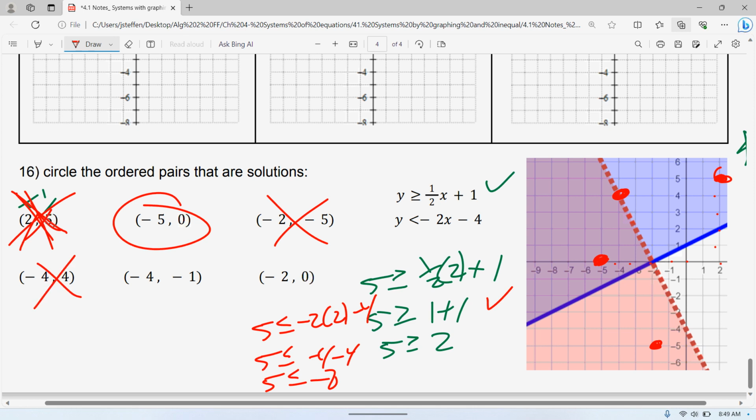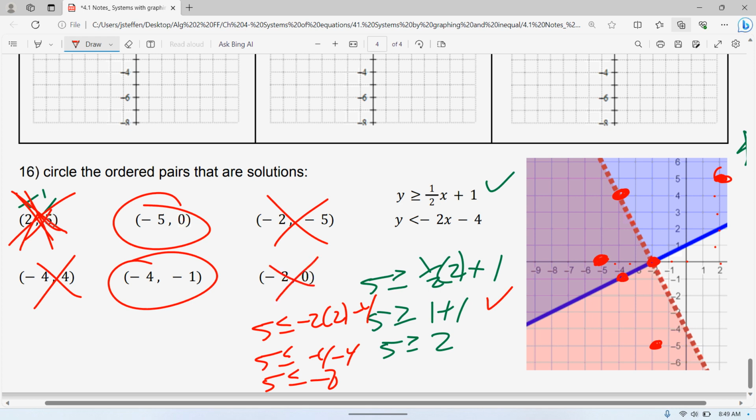Negative 4, negative 1. This one is on the solid line, and it's in the red shaded area. So that one does work. It works for the blue one, and it works for the red one. Negative 2, 0, right where they intersect, does not work. Remember, it's got to work for both of them. And it is in the blue shaded. It's on the blue line, which is solid, so that one works. But it's also on the red line that's not solid, so it doesn't work for the red line. So it works for the blue, but not the red. So it's not a solution.